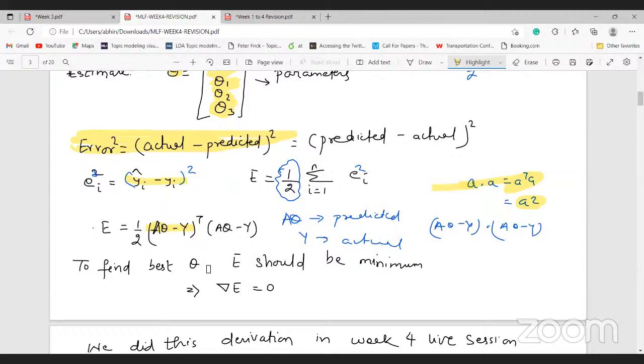Whole into half, this will give you half. This half has no physical significance. It is for theoretical convenience. Even if you do not use this half, your loss remains the same.